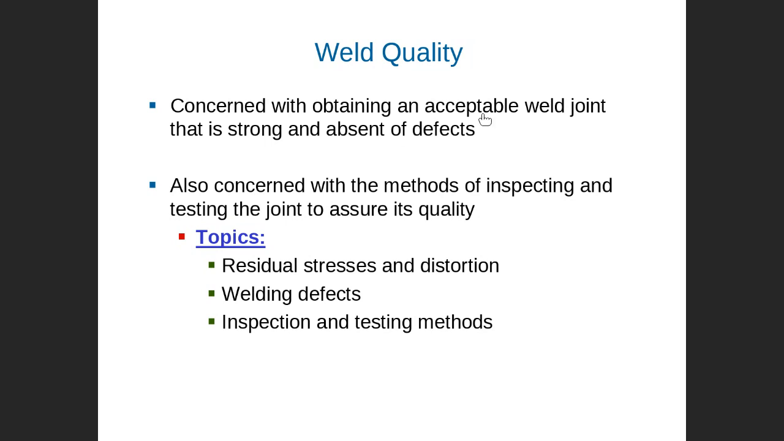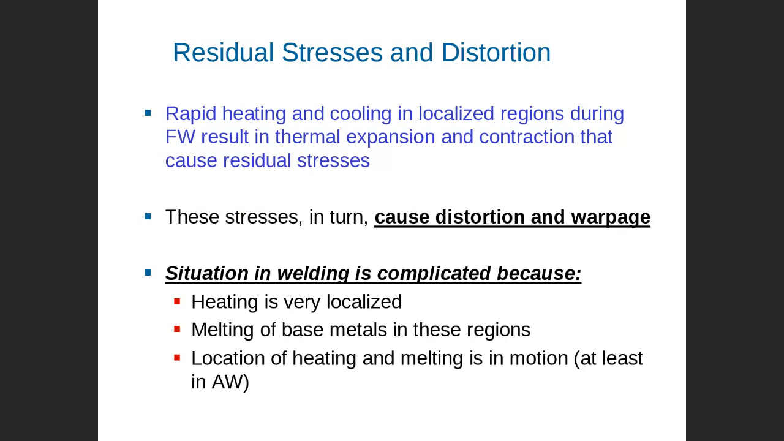If you have a defect, it affects the quality of the weld, right? The topics we're going to discuss here are residual stress and distortion, welding defects, and the inspection and testing methods. This is what we're going to discuss here. Okay, residual stress and distortion first.